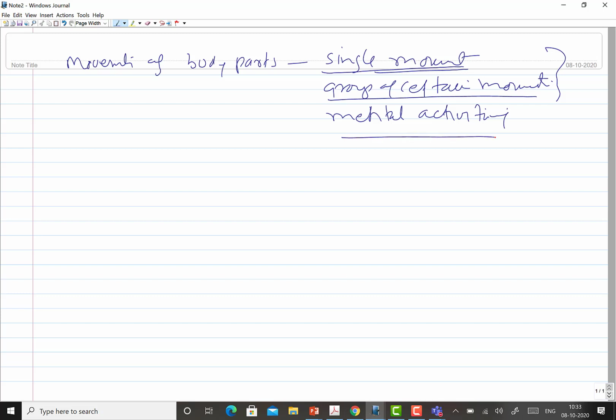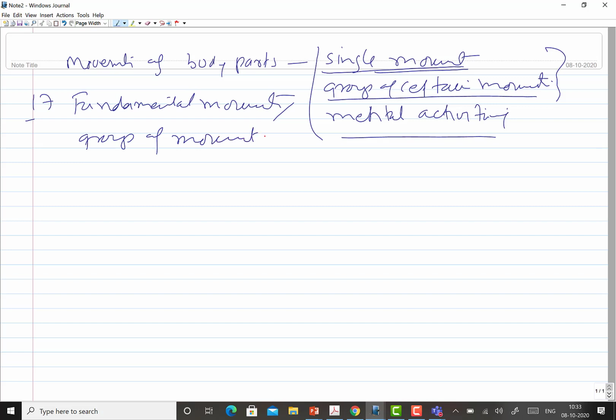So for these movements, 17 fundamental movements or groups of movements have been identified, and these are used in film based analysis.